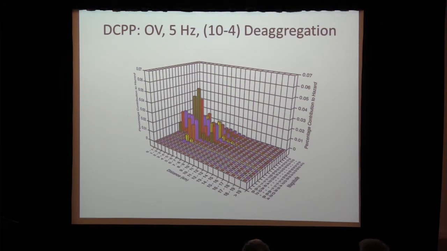And so you can see that, as we expect, the main contribution for 5 hertz at 10 to the minus 4 is coming from these close-in faults in the moderate to intermediate to larger magnitude range. And this is for the OV source model.